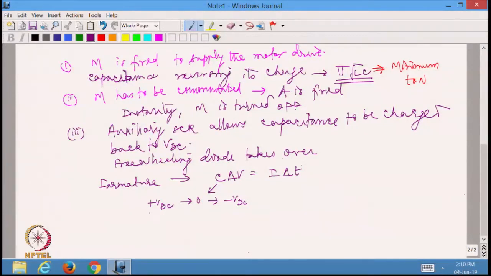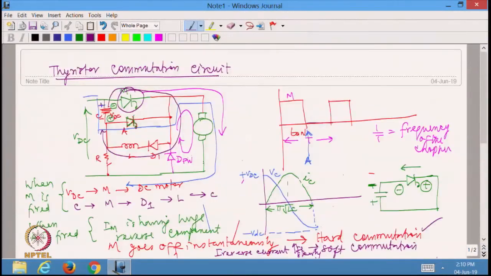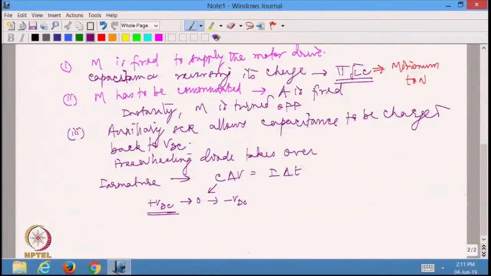So, whenever it has the voltage with the polarity plus here and minus here, this main thyristor is going to be reverse biased. Only if it is reverse biased, it is going to be turned off properly. So, how long will it be reverse biased? Until this voltage becomes 0. So, I can say delta V in this case happens to be VDC, C is the capacitance value, and I is the armature current, multiplied by delta T.